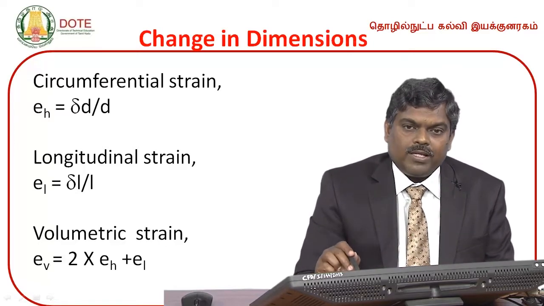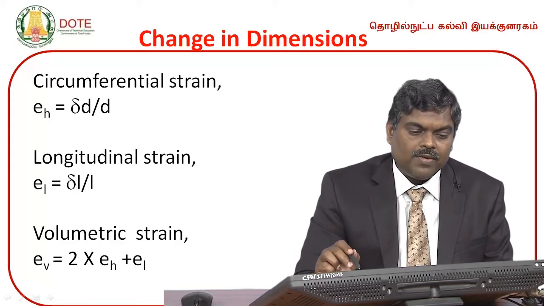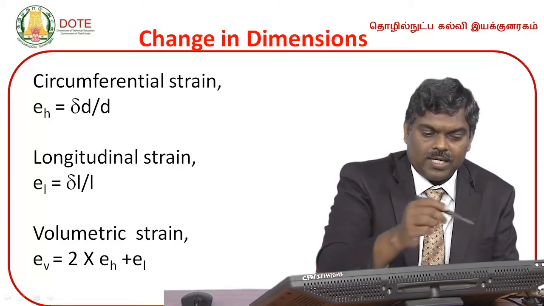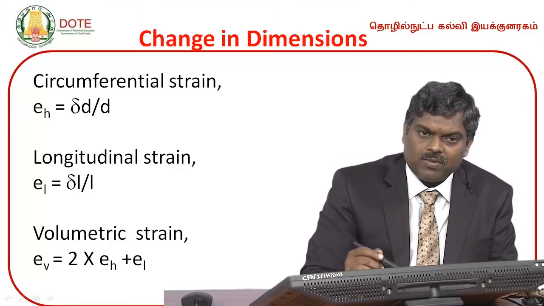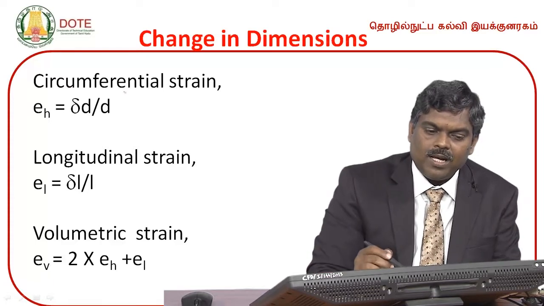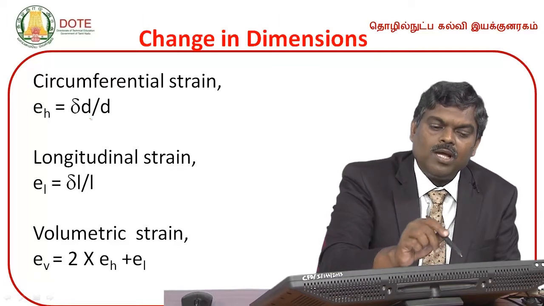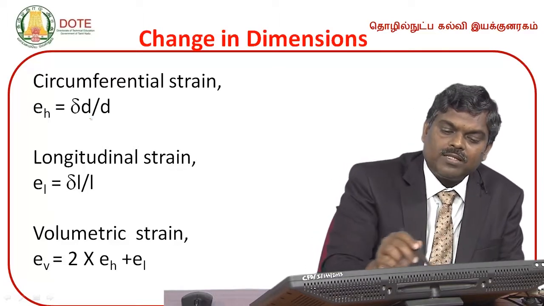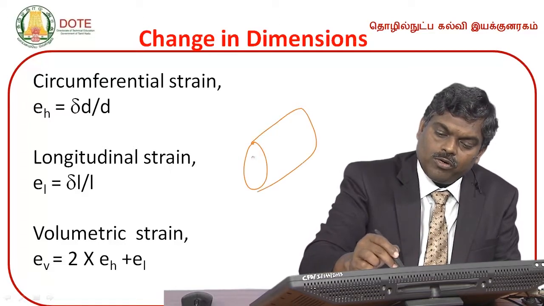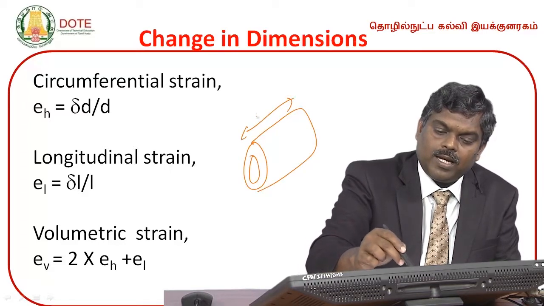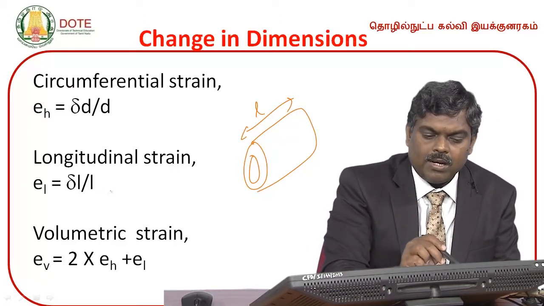Similarly, we can calculate the change in dimensions. The circumferential strain, or hoop strain, eH is given by del D by D, since it is circumferential: change in diameter to the original diameter. Longitudinal strain, since it is throughout the length, is given by del L by L.